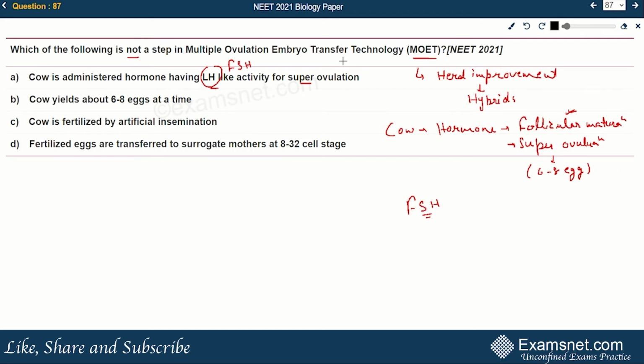Okay. Now the next one is cow yields about 6 to 8 eggs at a time. This is absolutely true. Then the third one is cow is fertilized by artificial insemination. Definitely. And the last one is fertilized eggs are transferred to surrogate mothers at 8 to 32 cell stage. That is also true. Okay. After this, the genetic mother is available for another round of superovulation. Okay. So the only statement that is not a step in multiple ovulation embryo transfer technology is option A. Okay. So this will be the correct option here.